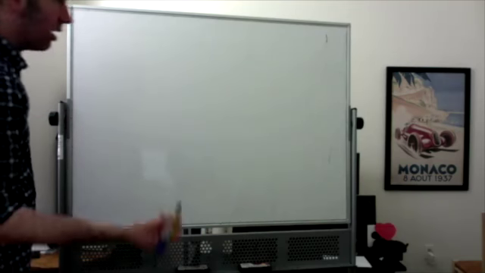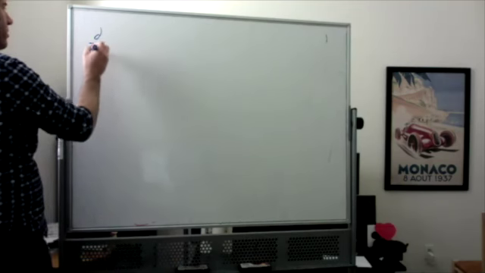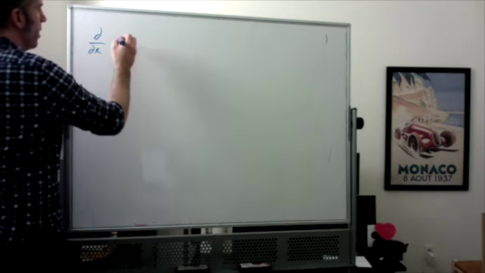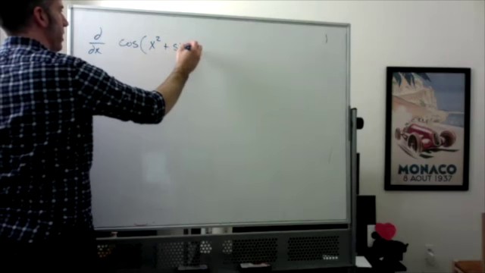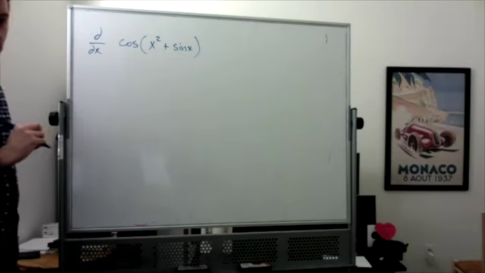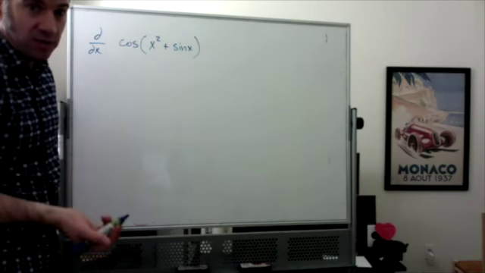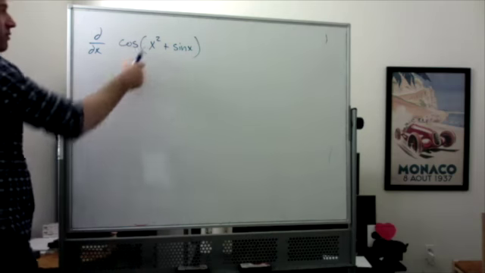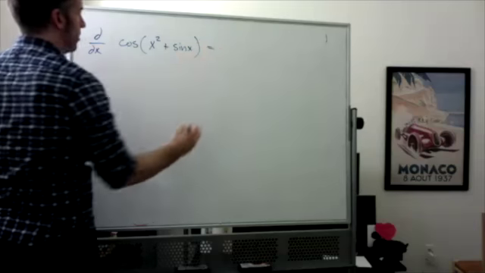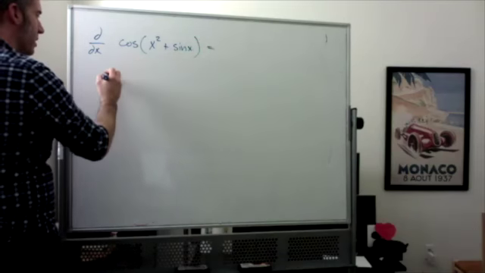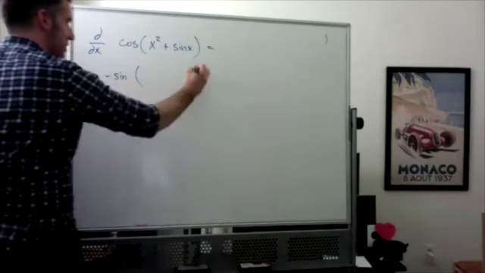Let's not get quite that funky yet. Let's say I want to find the derivative of, I don't know, cosine of x squared plus sine of x. Again, we're always looking at the outermost function. So the outermost function here is cosine. I've got cosine of some stuff. The derivative of cosine of some stuff is negative sine of the stuff.